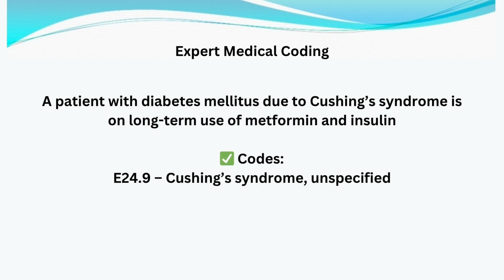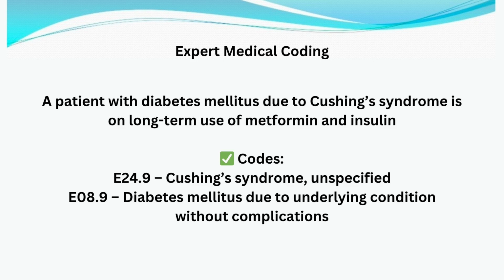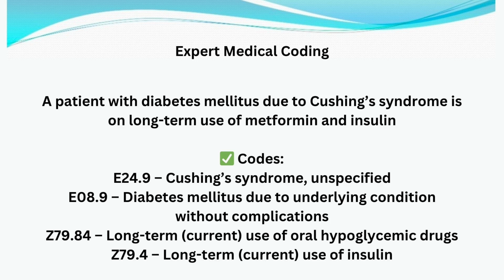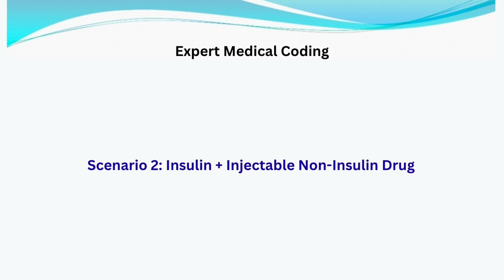So here, first we have to code Cushing's syndrome, unspecified code, that is E24.9. After that, E08.9, diabetes mellitus due to underlying condition without complications. And after that, long-term codes Z79.84 for long-term current use of oral hypoglycemic drugs and Z79.4 for long-term current use of insulin. Why have we given Cushing's syndrome first? Because if you go to category E08, there you can find the code first instruction. So as per that, we have to give Cushing's syndrome first, then the E08 category, E08.9, and after that, the long-term codes.